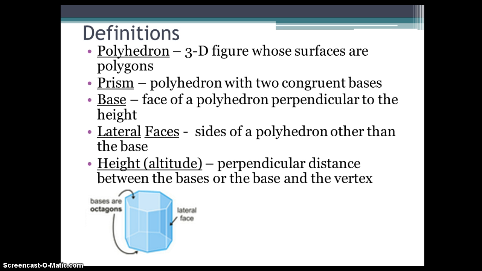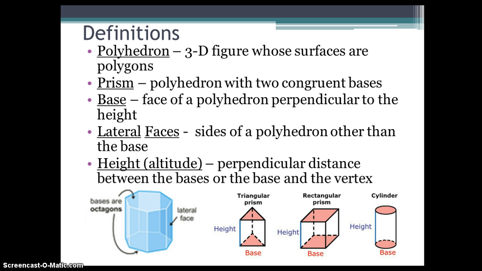So we look at this diagram here. We have an octagonal prism. The bases are the two octagons, and the lateral faces are all the sides connecting those two bases. Last thing we need to talk about is the height, which is also referred to as the altitude, which is the perpendicular distance between the bases, or base and the vertex. So here the height is in blue, our bases are in pink, and then the lateral faces would be the white.